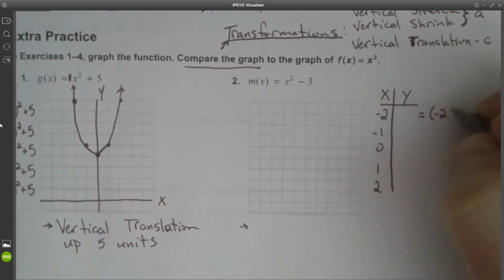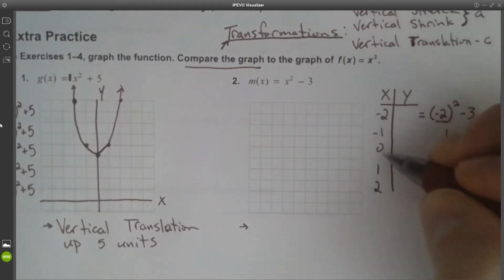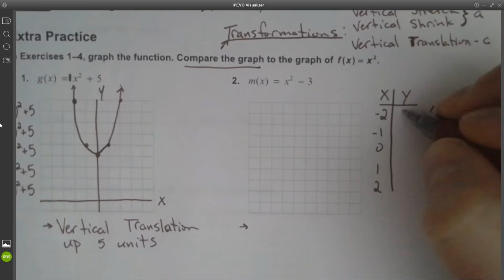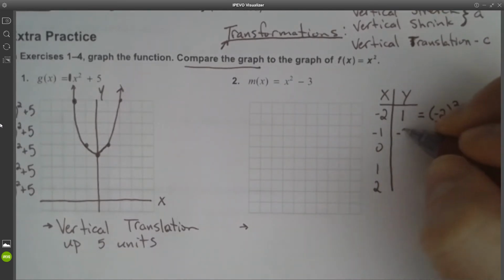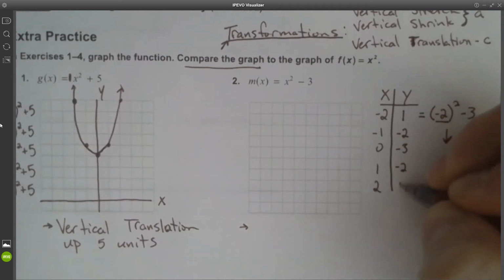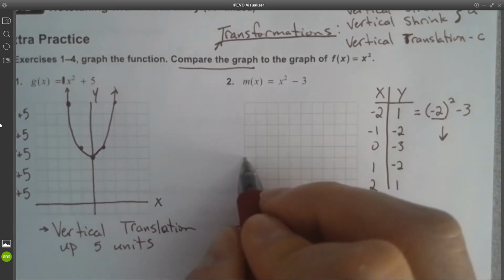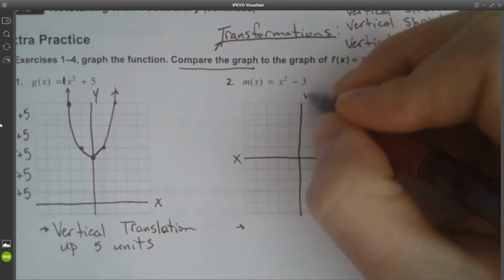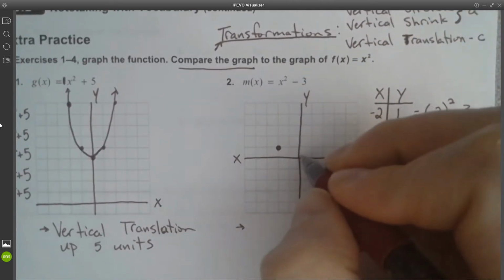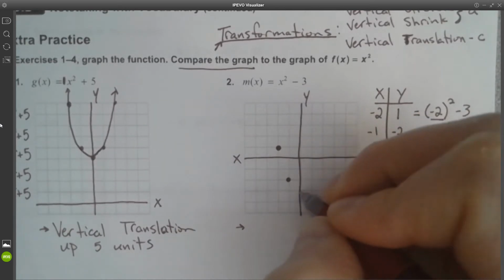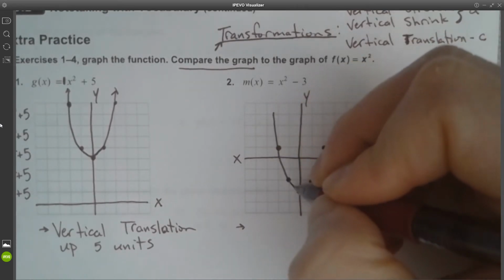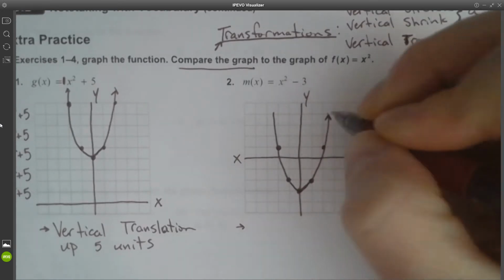If I go ahead and do the same thing for number 2, I'm using the same process, replacing x with each of these individual x values all the way down. Filling in my table, then I would have 1, -2, -3, -2, and 1. So I'm going to put my x-axis right in the middle, my y-axis right down the middle. So here are my points: -2, 1, -1, -2, 0, -3, 1, -2, and 2, 1. So again, I can place my parabola right here on the graph.